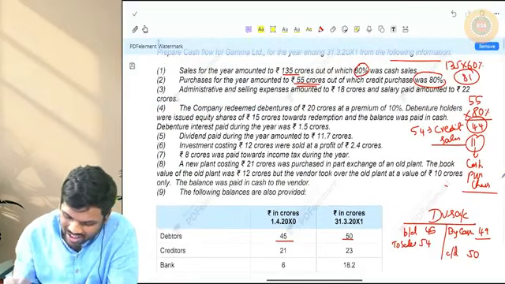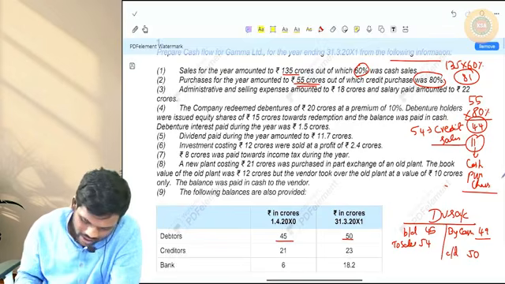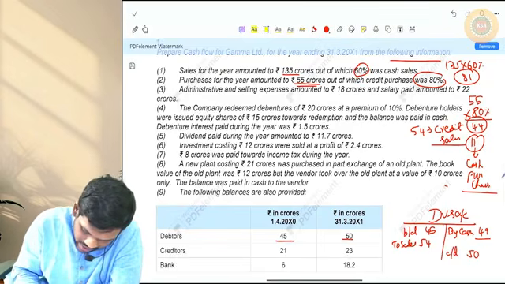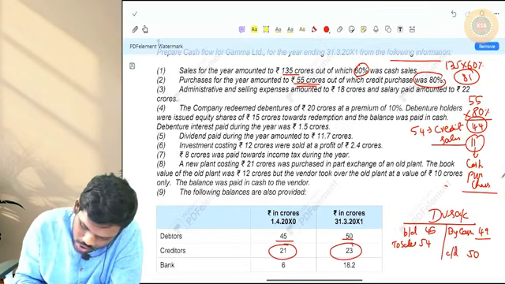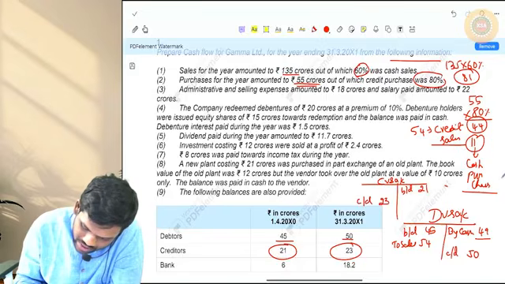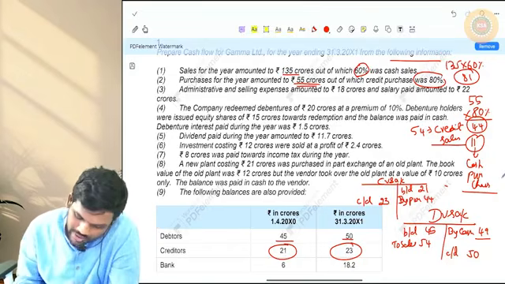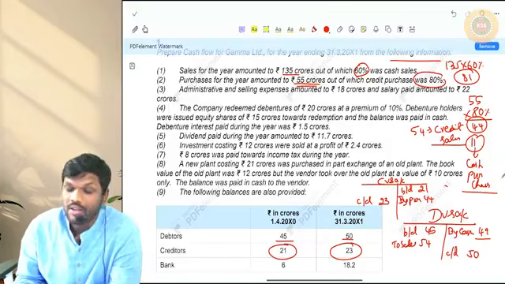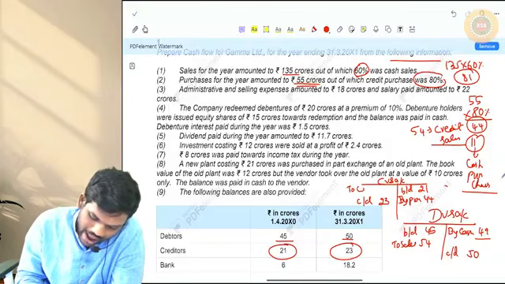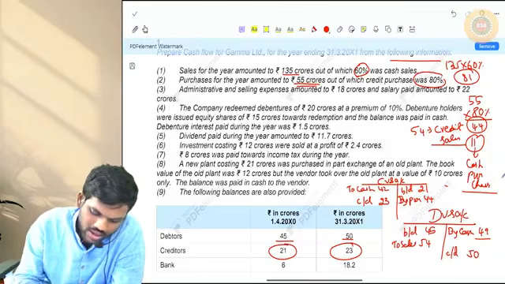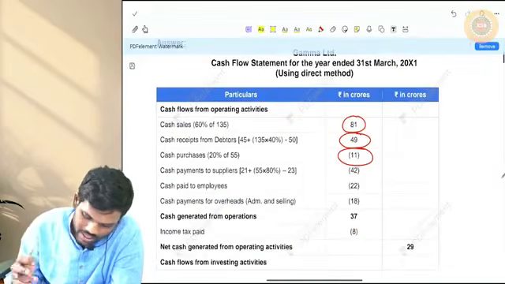Sir, credit purchase also I will subtract? No, credit purchase you should not subtract directly. They have given you creditors opening balance, closing balance. So again what you have to do, open the creditors ledger account. Opening balance, balance brought down 21, closing balance 23. Credit purchases will be 44. So 21 plus 44, 65. 65 minus 23, which is 42. That will be the cash paid to your creditors, which needs to be subtracted.